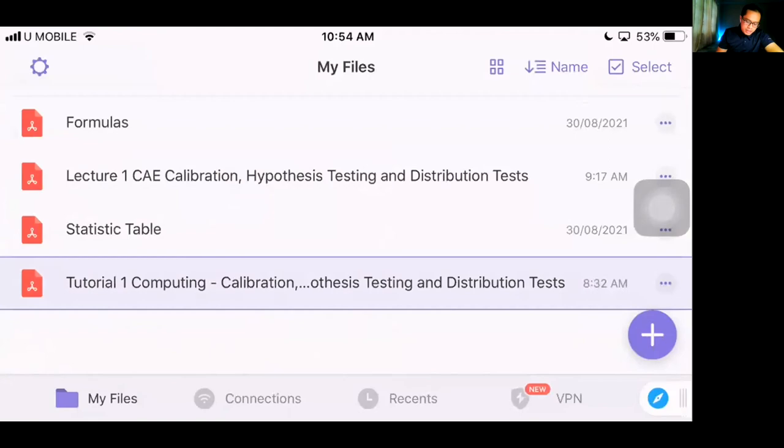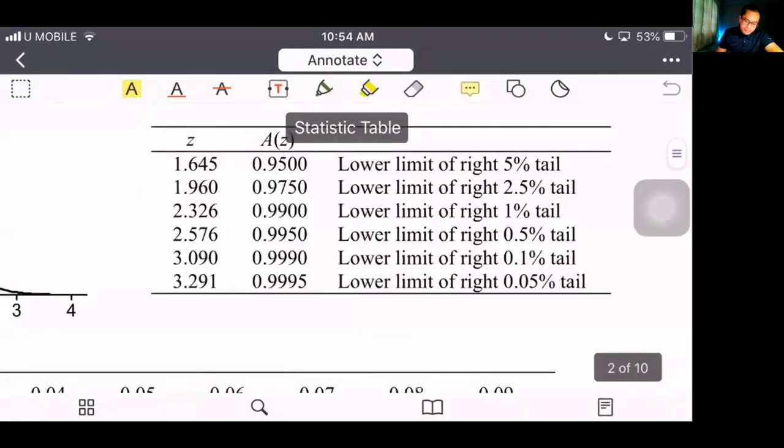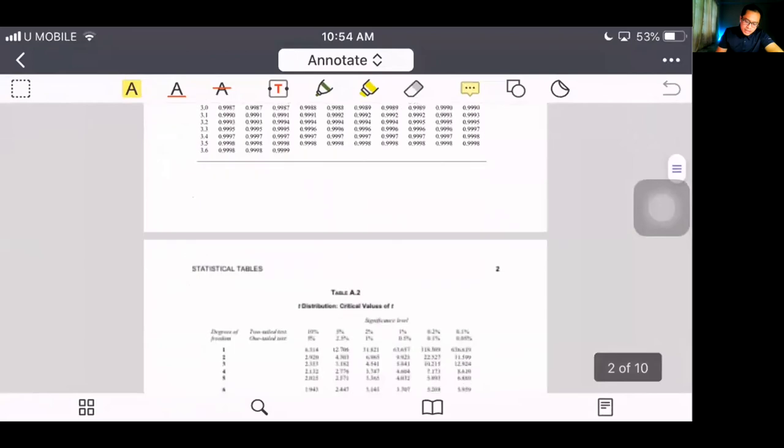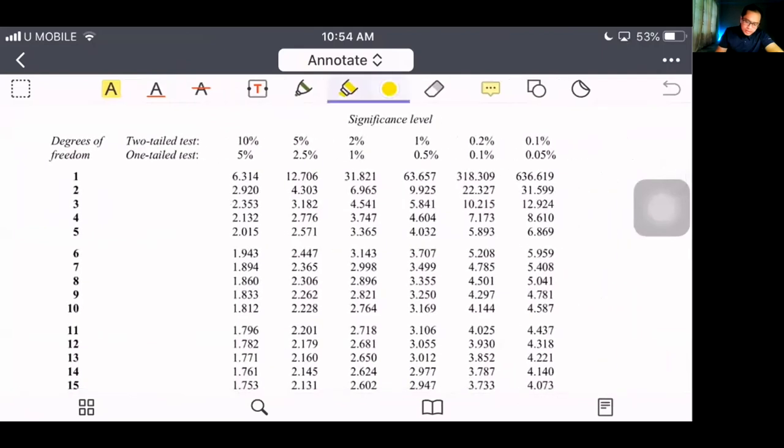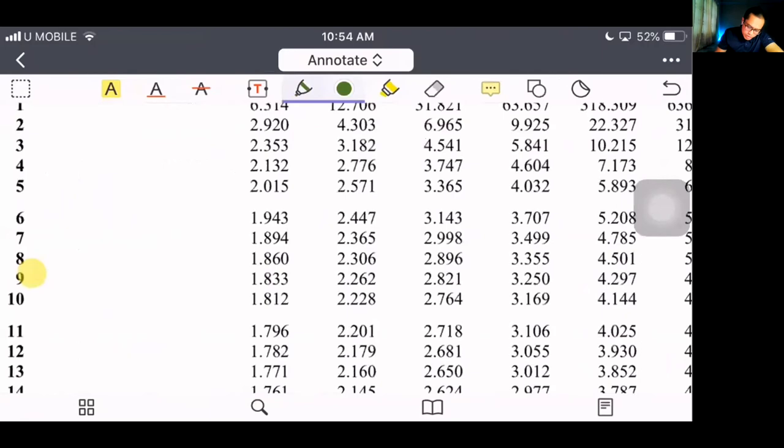Let's go to the statistic table. We are going to go to the second page. For 1%, is it one tail or two tail? It's a one tail test, so we are going to use this one. Okay, you see the highlight there? One tail test, degree of freedom 9. So cross check them.